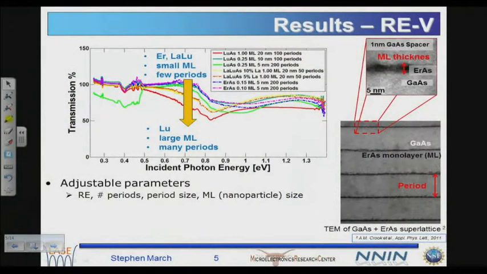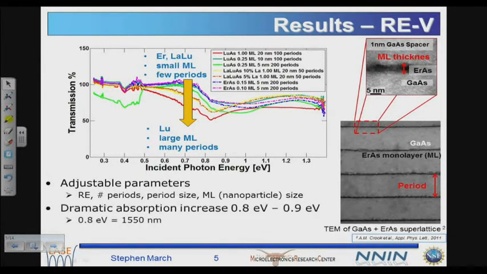As you move from an erbium and lanthanum lutetium-based system with very small nanoparticles and a few periods, toward lutetium-based systems with larger nanoparticles and more periods, you see this dip in the transmission spectrum. A dip in the transmission spectrum would indicate an increase in absorption, especially for these particular materials. And you notice that this dip happens around 0.8 electron volts, which is very near to 1550 nanometers.